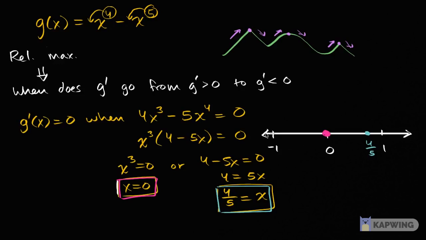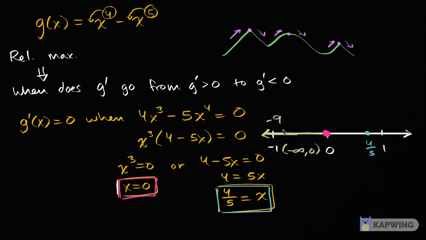So let's first think about the interval from negative infinity to 0. So this is the open interval from negative infinity to 0. And we could just plug in a value. Let's try negative 1. Negative 1 is pretty straightforward to evaluate. You're going to have 4 times negative 1 to the third power, so that's 4 times negative 1, minus 5 times negative 1 to the fourth power, so that's just going to be 1. So this is going to be negative 4 minus 5, which is negative 9. So right over here, g prime is equal to negative 9.